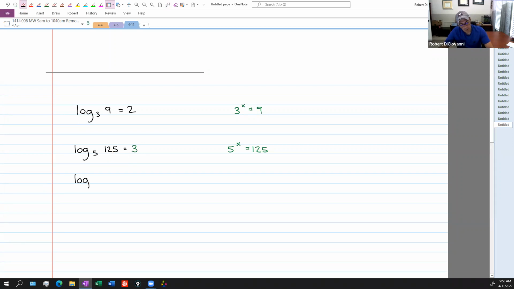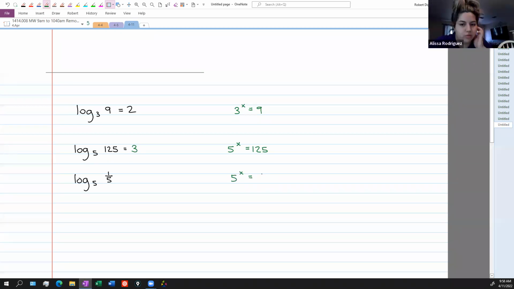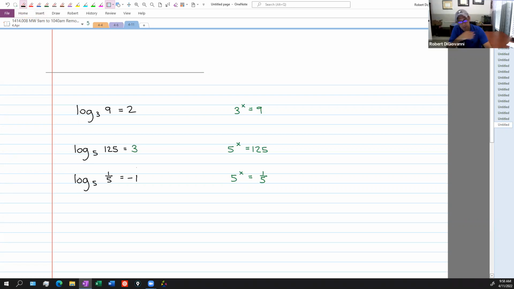Let's do another one. How about log base 5 of 1/5? Ooh, this one gets people. What's the question it's asking? 5 to what power is 1/5? It's -1. Good. Now, how do we know it's -1? You would have to go back to our notes from earlier today. Couldn't we rewrite this other side as 5 to the -1? We could have written this as 5 to the x equals 5 to the -1 and then said, oh, x must be -1.